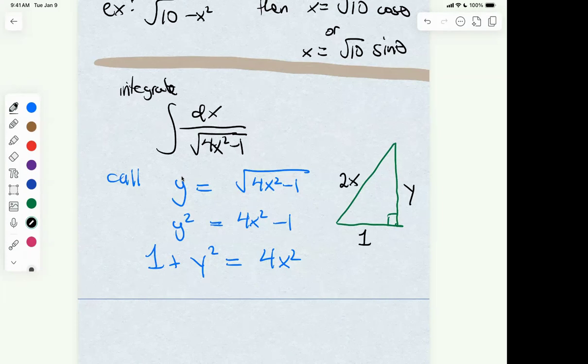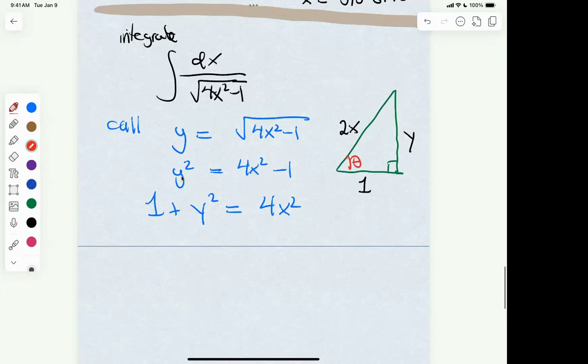That works because 1 squared plus y squared will give you 4x squared. And you call this angle theta, just to continue with our convention. Again, the idea is that you want to substitute x, so you want to use a trigonometric function that involves x, but to the extent that's possible doesn't involve the other variable, because you want to work just with one variable at a time.